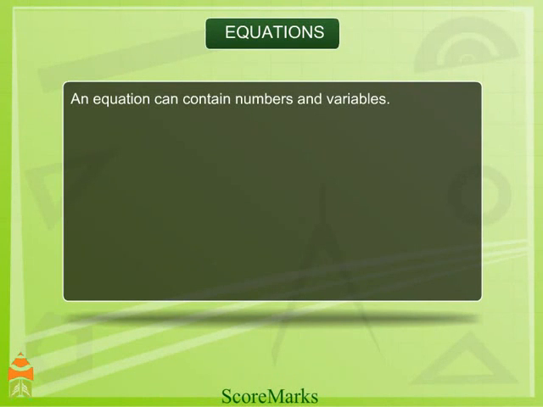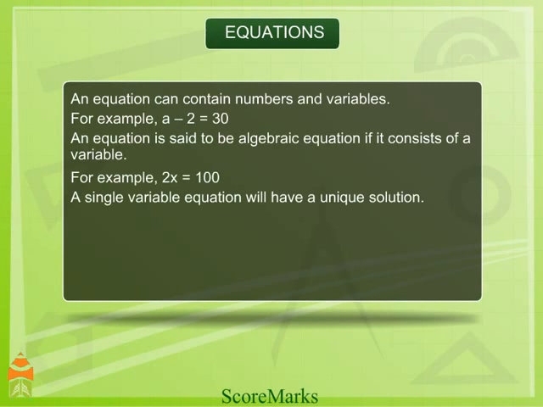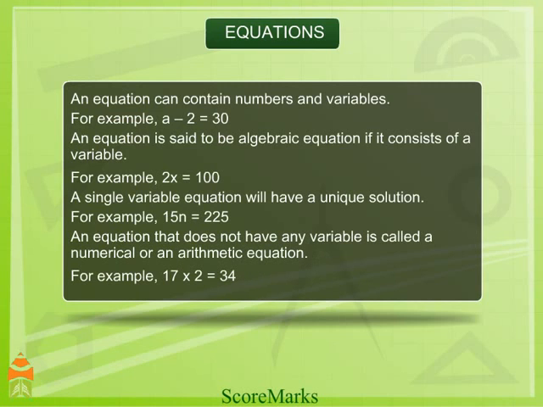An equation can contain numbers and variables. For example, a minus 2 is equal to 30. An equation is said to be an algebraic equation if it consists of a variable. For example, 2x is equal to 100. A single variable equation will have a unique solution. For example, 15n is equal to 225. An equation that does not have any variable is called a numerical or an arithmetic equation.